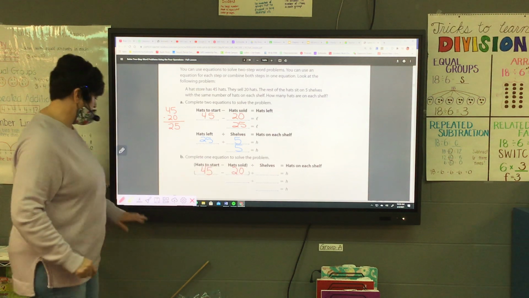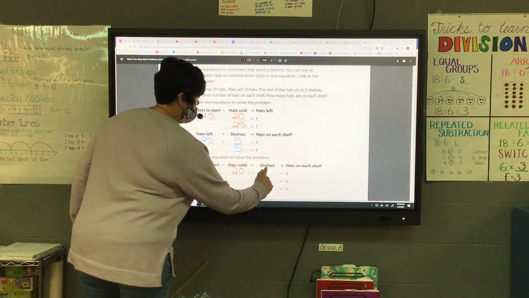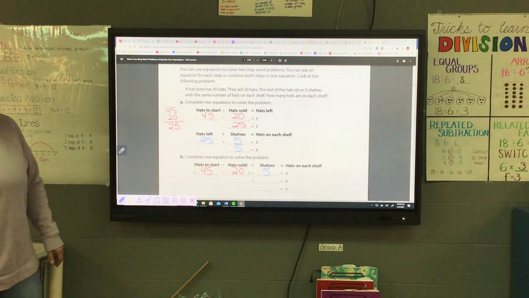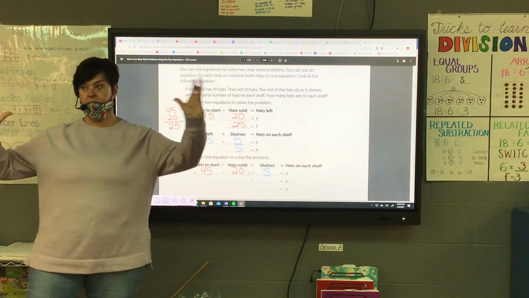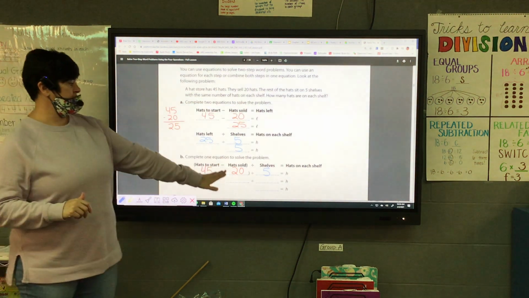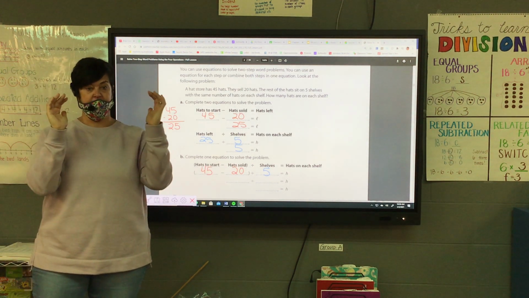Divided by the number of shelves. How many shelves are there? 5. Okay, look at this. They put it all as one equation, right? 45 minus 20 divided by 5. Did they put some work in parentheses?